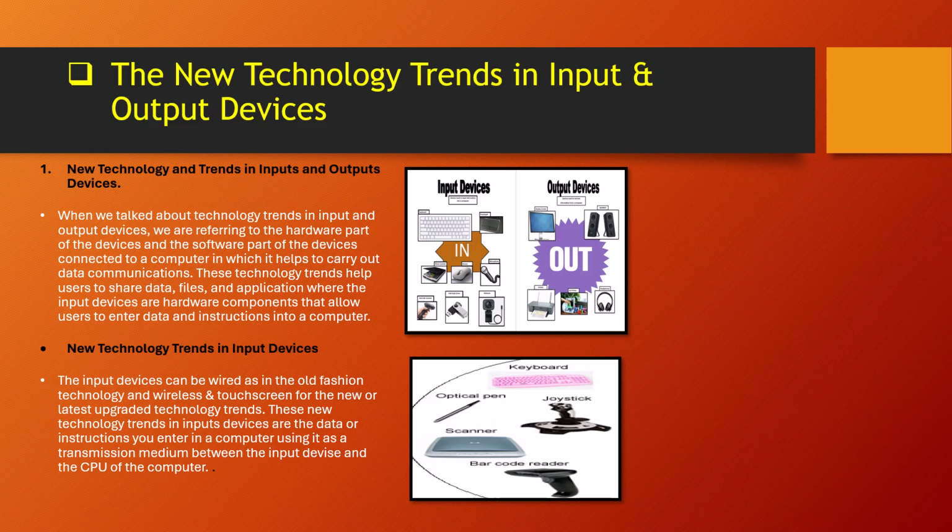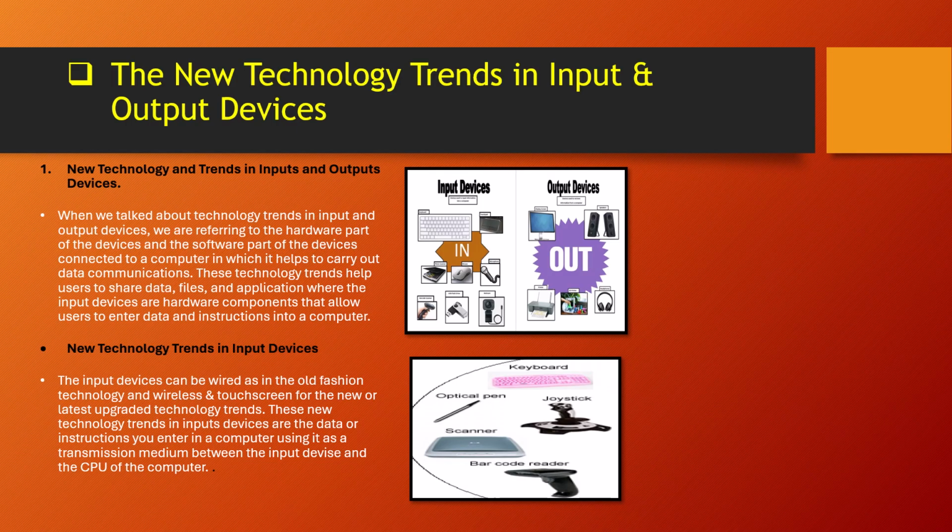Okay, the first slide is that we are going to look at the new technology trends in input and output devices. So as you can see below is new technology and trends in input devices. The difference here is that inputs are the data and information that we enter, and input devices are the devices that contain the data that is shared between the hardware and the software components in a computer, as well as vice versa the output devices.